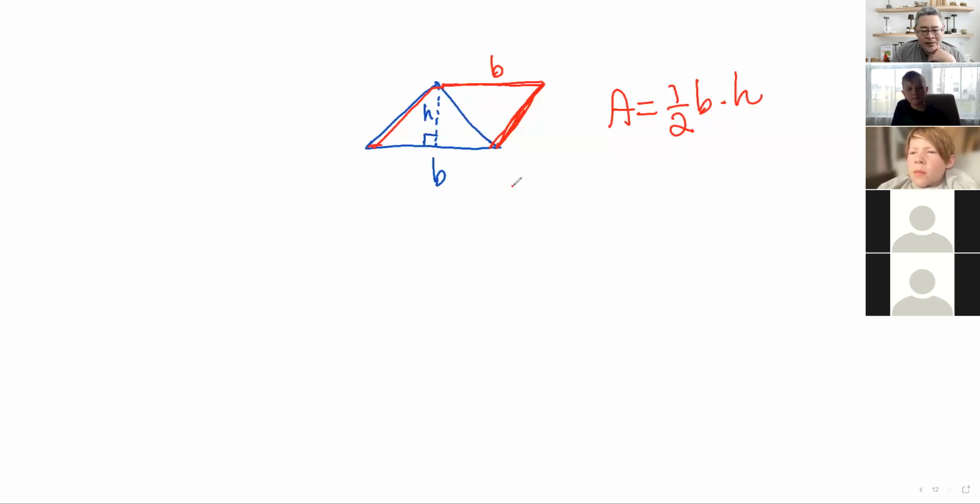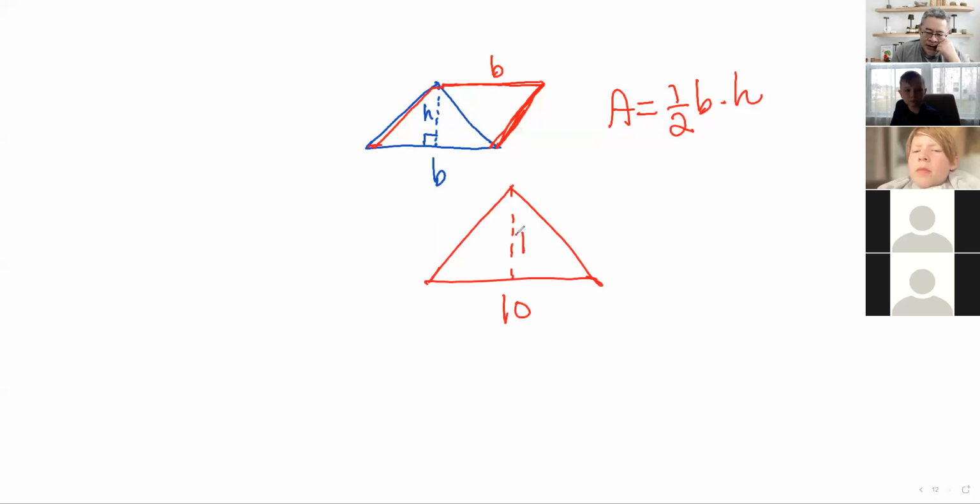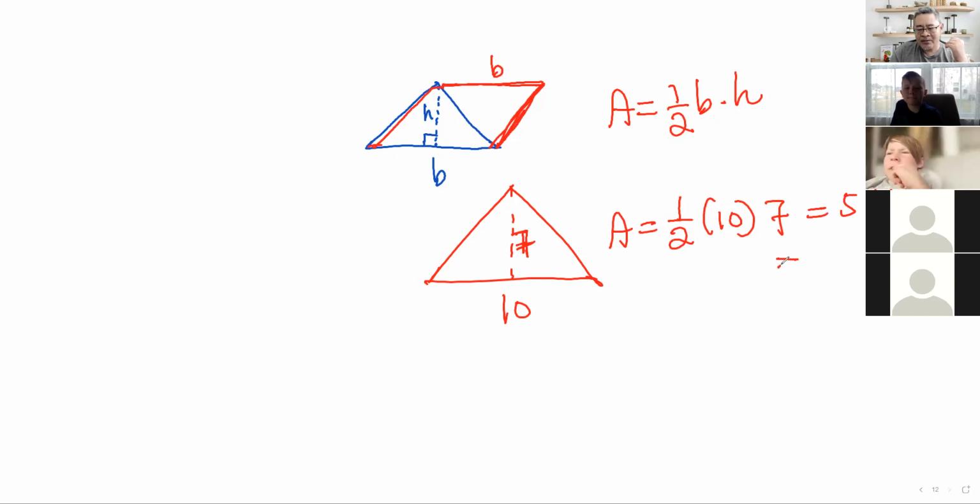So if I have a triangle, say like this, where the height is 10, but our base here is, say, 7, then our area will be half base times height. And that'd be 5 times 7, which equals 35. Are we good here? Thank you, Mason. Thank you, Raji. Thank you, Grayson. Thank you, Mia.